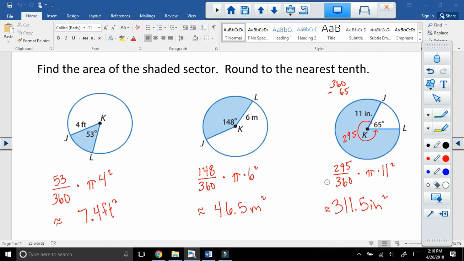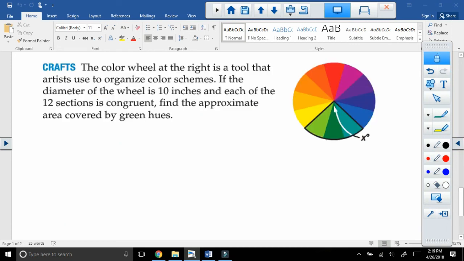You may have some like this where they give you the area of the sector and you need to write an equation and then solve for one of the missing pieces. Just use the formula and you should be able to go through and do the algebra. And this is a pretty quick section. We're moving right through. The last example here says the color wheel at the right is a tool that artists use to organize color schemes.